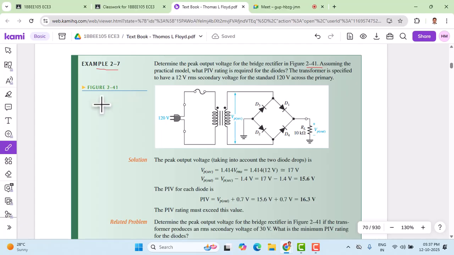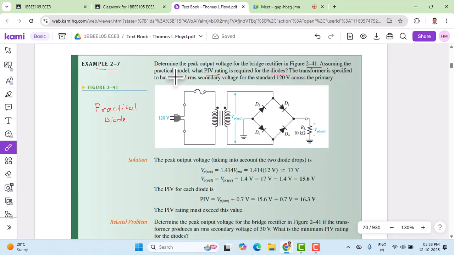So first of all, the circuit is given, and the type of diode is specified. It is a practical diode. Practical diode means across the diode there will be a voltage drop of 0.7. If D1, D2 are conducting, there will be a voltage drop of 0.7. In the next negative half cycle, if D3, D4 are conducting, the voltage drop across them will be 0.7 volt. Assuming the practical model, what peak inverse voltage rating is required for the diodes? We need to calculate the PIV rating required for the diodes.